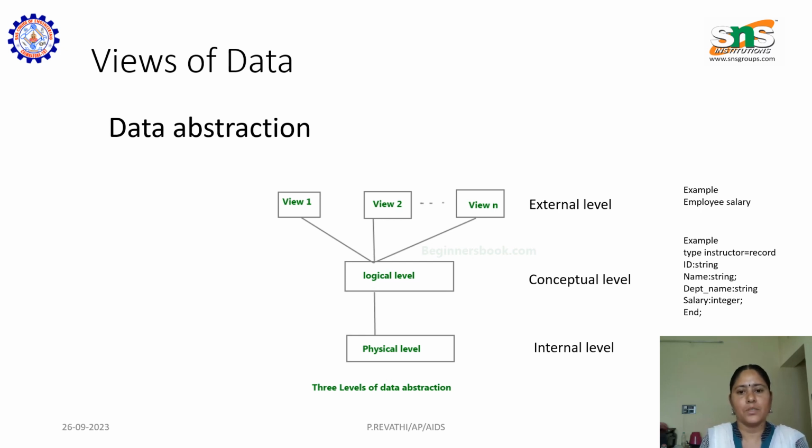View level. This is the highest level of abstraction. This describes only the part of the entire database. It allows the user to access only the part of the database. View level abstraction: application programs hide the details of the data types. Views can also hide information such as employee salary for security purposes.